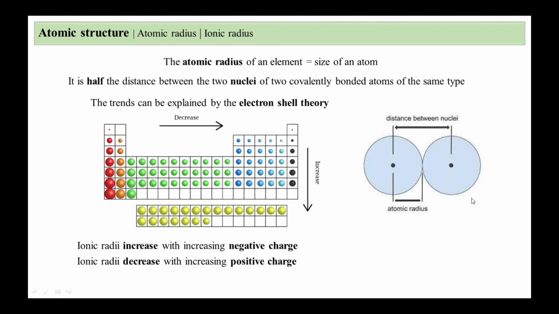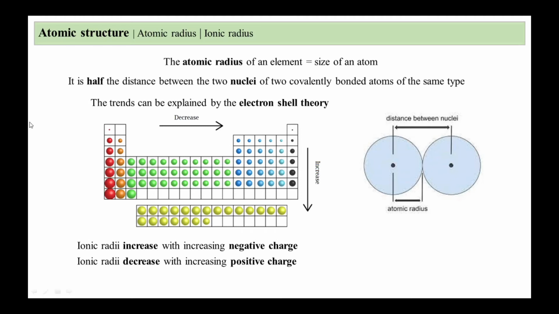As you can see here, the atomic radius of an element gives us an idea about the size of an atom. The atomic radius of an atom can be calculated by dividing by 2 the distance between the two nuclei of two covalently bonded atoms of the same element. So we bond together two atoms of the same element, then measure the distance between their two nuclei, then divide it by 2, and that gives us the atomic radius.